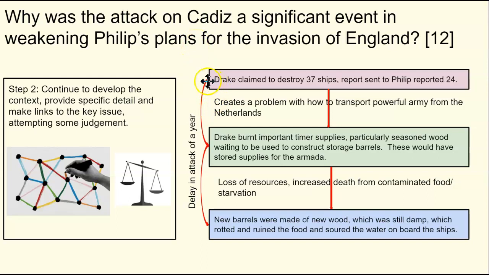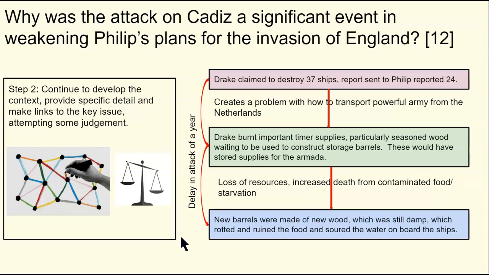So what I've done is I've created some links here to demonstrate what we would need to do, so that we've got our 3 key pieces of information that we want to write about, but we need to talk about the links. So for all 3 of them, one of the links is that this delays the attack for a year. What this means is that the English have got an opportunity to improve their defences, and it gives them time to get themselves in order.